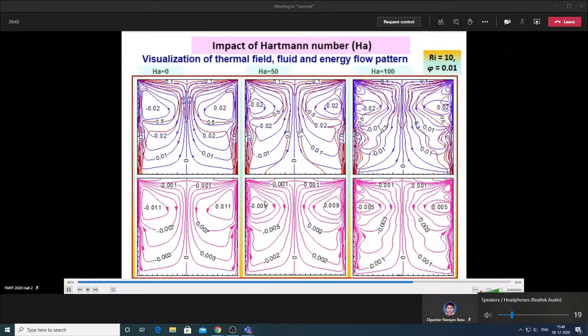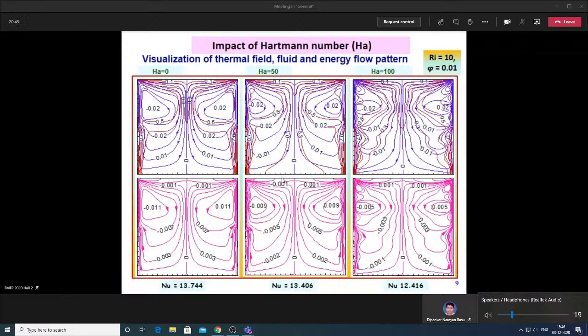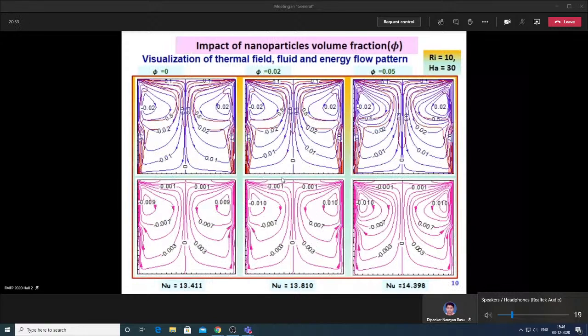Buoyancy is higher. The magnetic field counteracts, so that the heat transfer rate is decreased, and here the Nusselt value is quite decreasing. The inclusion of nanoparticles' impact is visualized here. There is no particle, and then particles at 2% and 5% of copper metal particles.